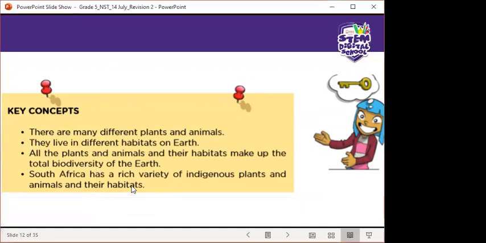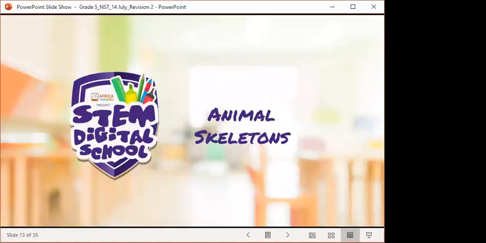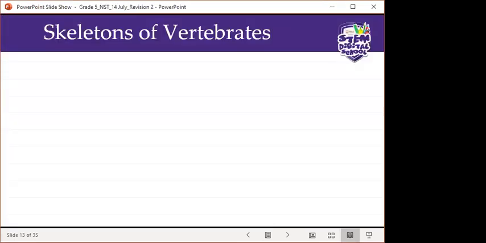All right, cool. Moving on to the next topic, which is animal skeletons. I hope everyone has their notes with them or their summaries. So, skeletons of vertebrates. What did we say about a skeleton of a vertebrate?